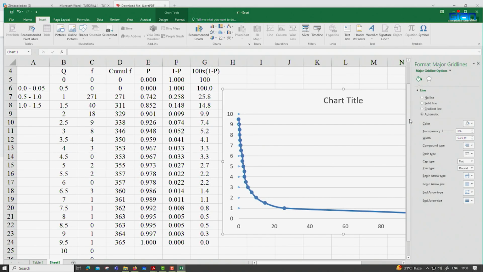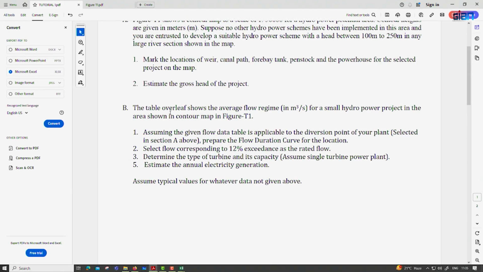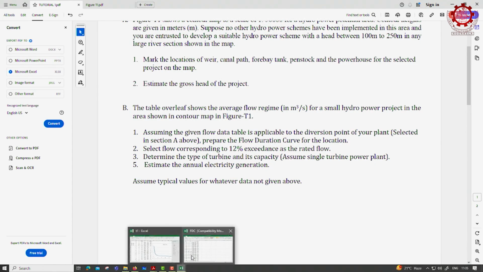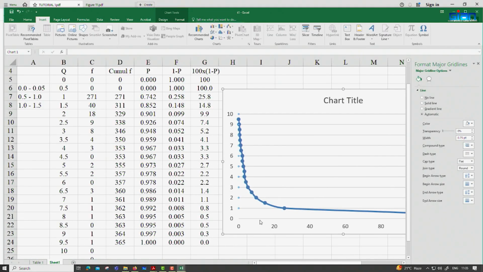Any online participants, you should be able to do it. And then once you go there, you can get the flow corresponding to 12% exceedance as the rated flow. So, you can go to your developed curve and mark 12%, find out where the 12% is and get the corresponding flow rate. You can get the exact value, right, but let us assume that this is 9.8.